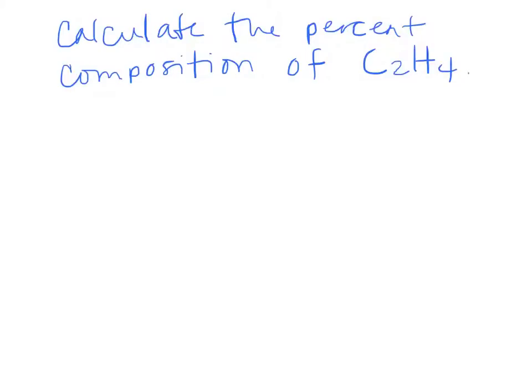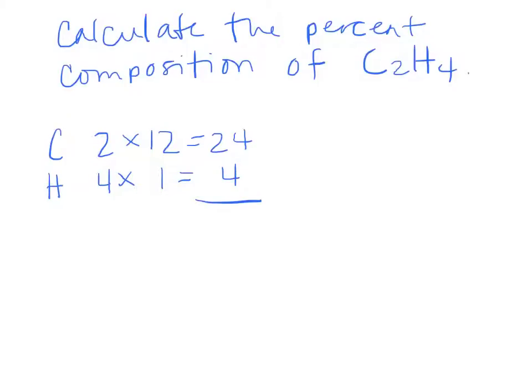Our first example problem here says calculate the percent composition of C2H4. So basically we need to find the percent composition of carbon as well as hydrogen. So let's go ahead and do that. I'm going to take carbon, and there are 2 carbons, and we know the mass of carbon is 12, so 2 times 12 is 24. Then I have hydrogen, and I've got 4 hydrogens, and the mass of each hydrogen is 1, so that's 4. And then when we total this up, we know that the molar mass is 28 grams.